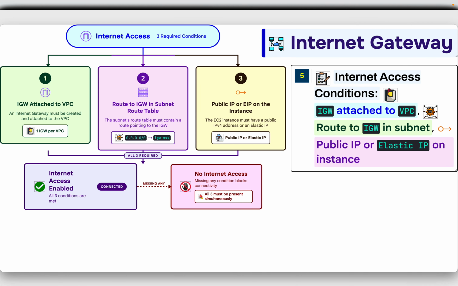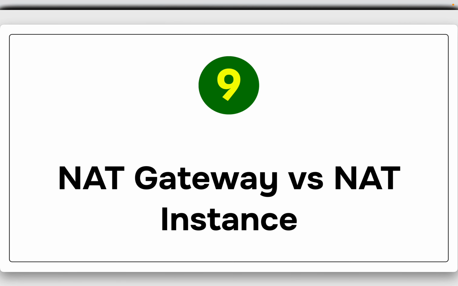For internet access, all three conditions must be met. For example, the Internet Gateway must be attached to the VPC. There must be a route to the Internet Gateway in the subnet route table, and the instance must have a public IP or elastic IP. Ninth topic is NAT Gateway versus NAT instance. So there's one more component, NAT instance.